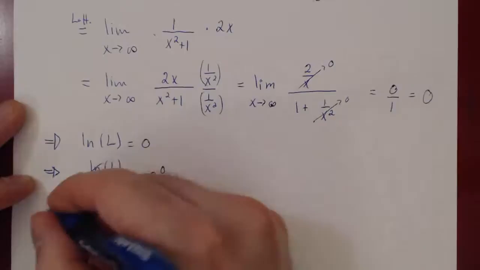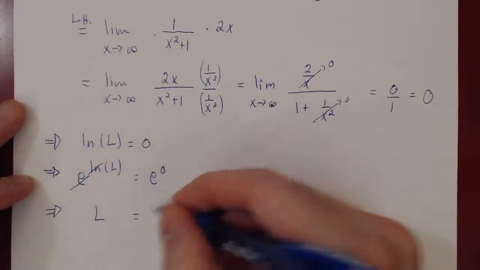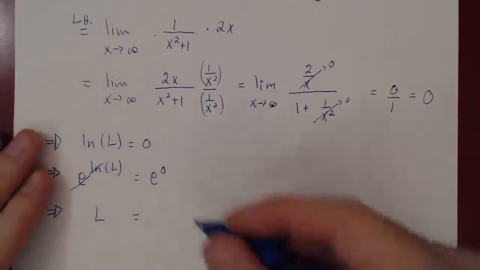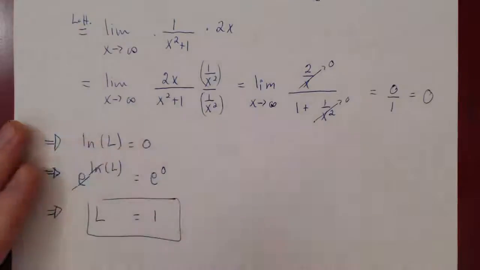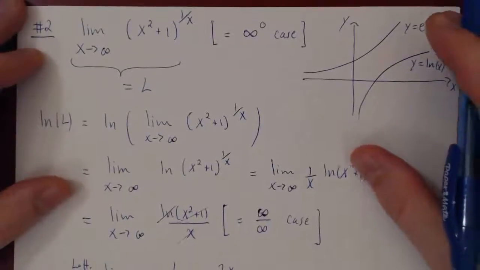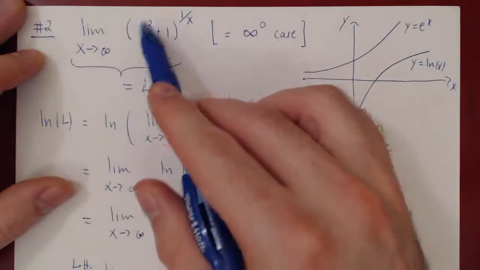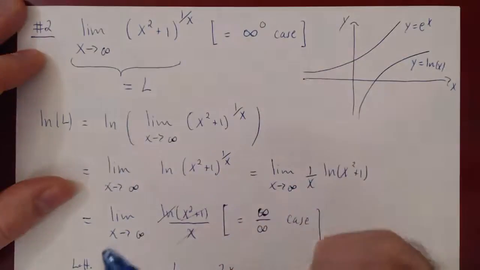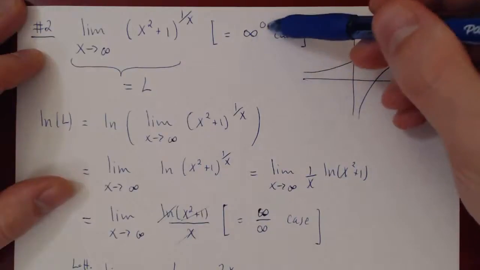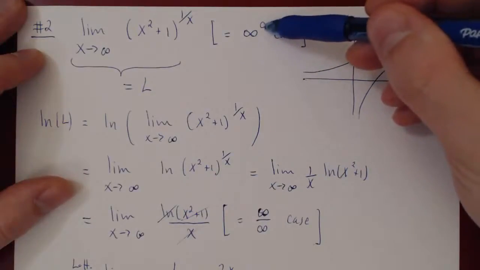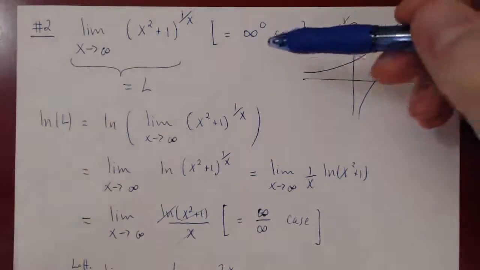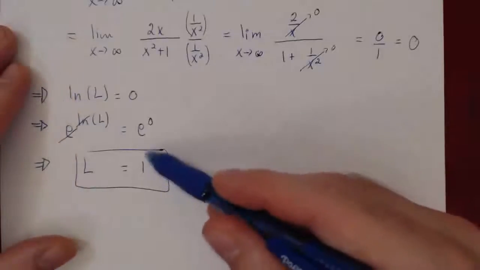e cancels with ln. Therefore, L, the limit, is e to the 0, but any positive real number to the 0 is equal to 1. And you see that the limit is equal to 1. So if you go back to the case that we had, as x goes to infinity, x squared plus 1 to the power of 1 over x will be equal to 1 in the limit. And you see that the term that took over here, that 1, was the power of 0. The power of 0 brought this down to a value that is closer and closer to 1, because the limit, as we can see, is equal to 1.